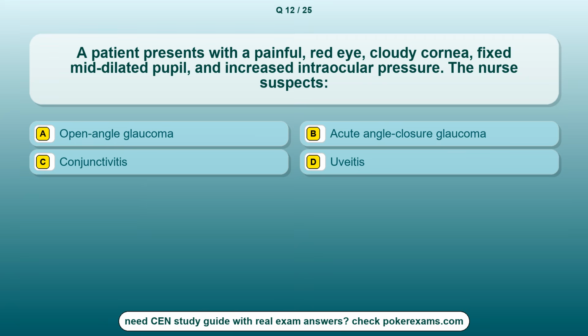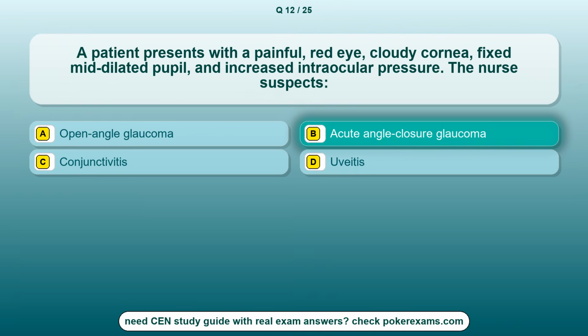Question 12. A patient presents with a painful, red eye, cloudy cornea, fixed mid-dilated pupil, and increased intraocular pressure. The nurse suspects option A, open-angle glaucoma. Option B, acute angle-closure glaucoma. Option C, conjunctivitis. Option D, uveitis.